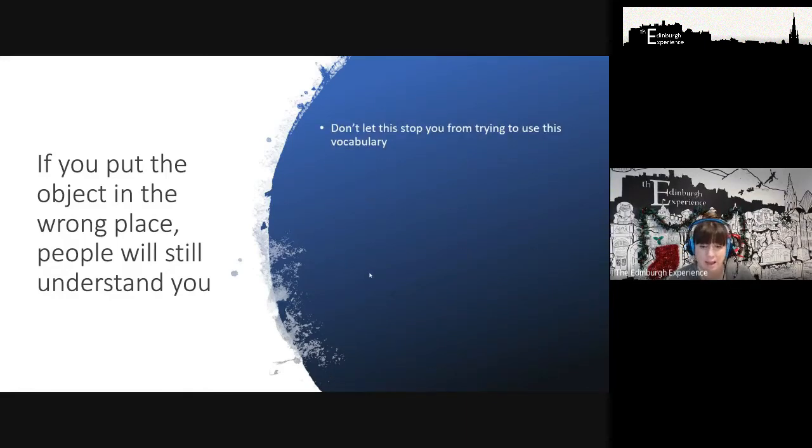And worrying about the order of an object shouldn't stop you from trying to use this kind of vocabulary, okay? So don't be scared to make mistakes, because sometimes people don't like to use phrasal verbs because of these reasons, right? You should be using phrasal verbs.